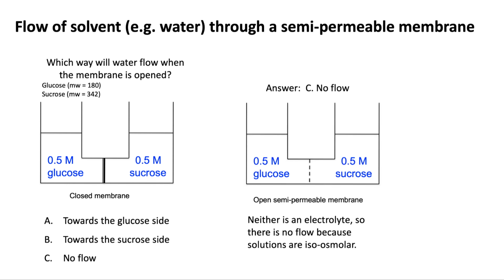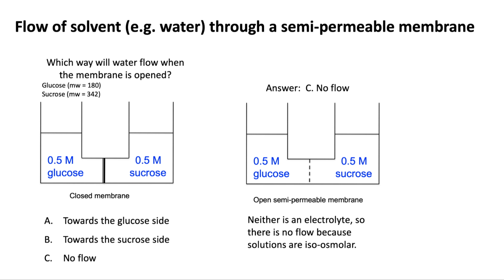And the reason for that is that we have the same number of particles on the left as we have on the right. So keep in mind, what does molar mean? What is 0.5 molar? It means 0.5 moles per liter. And we have 0.5 moles per liter of glucose, and we also have 0.5 moles of sucrose on the right. Since those are non-electrolytes, they don't dissociate, so they have the same number of particles.